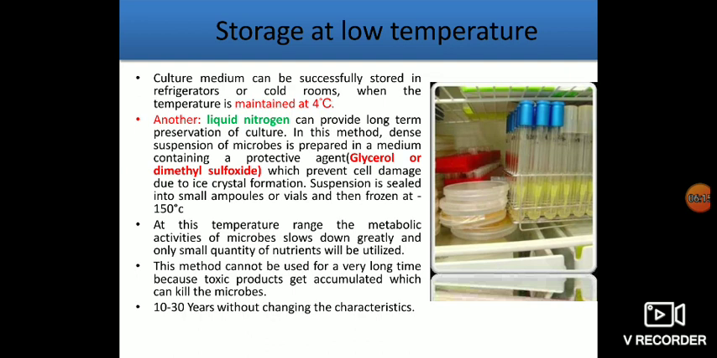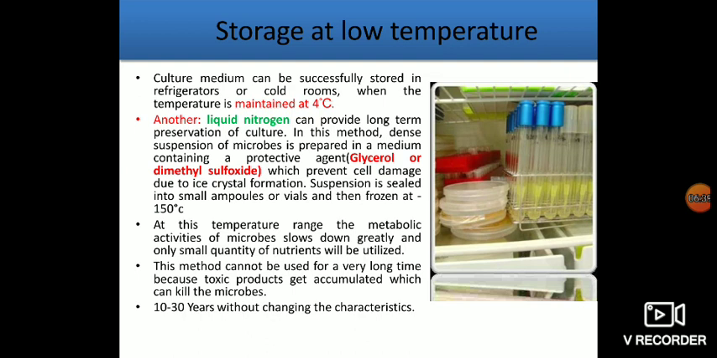Another method is through liquid nitrogen. You may already have studied cryopreservation. You know what cryopreservation means. In that we use liquid nitrogen at minus 196 degrees Celsius, the same thing, to store microorganisms. We need to add a protective agent, a cryoprotectant such as glycerol or DMSO, which will prevent cell damage due to ice crystal formation.